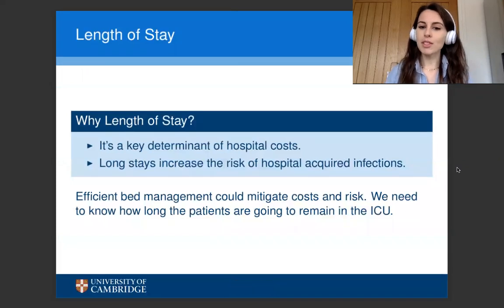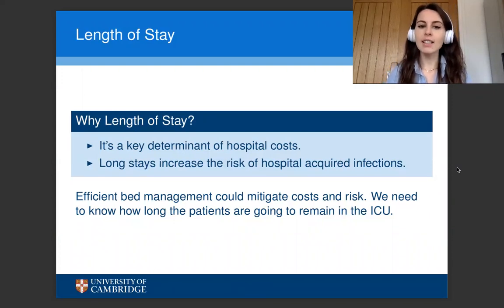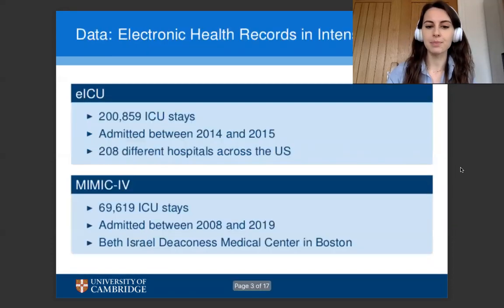I'll start with why we want to predict length of stay. So firstly, the longer the patient stays in intensive care, the higher the cost. And secondly, longer stays increase the risk of getting a hospital-acquired infection, such as multiple drug-resistant bacteria or COVID-19. We can mitigate for these by streamlining patients through the hospital with improved bed management, but this requires knowing how long the current set of patients are going to remain in the ICU, so we can plan for their discharge, avoid bottlenecks, and prepare the incoming patients.